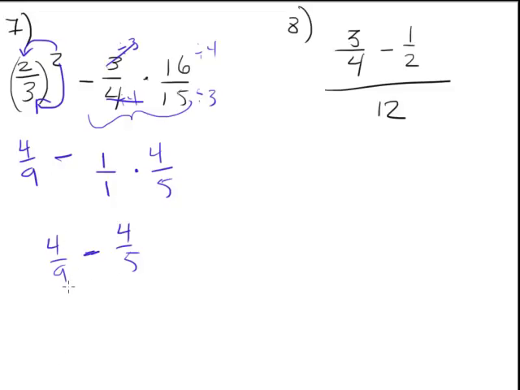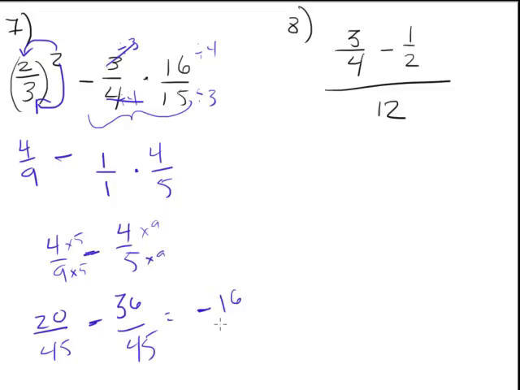So the lowest common denominator between 9 and 5 is 45. So I'm going to times this by 5 times my numerator by 5. I get 20 over 45 times this by 9 times this by 9, and I'm going to get 36 over 45. And then just working with my numerators, 20 minus 36 is going to give me negative 16, and then keep your denominators.